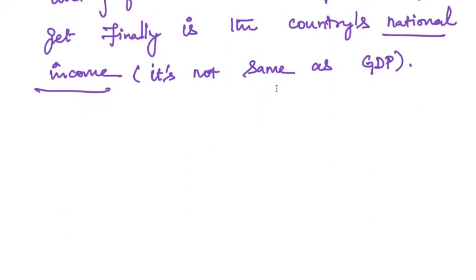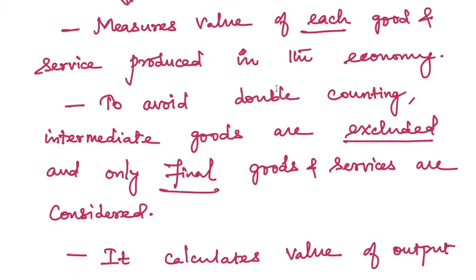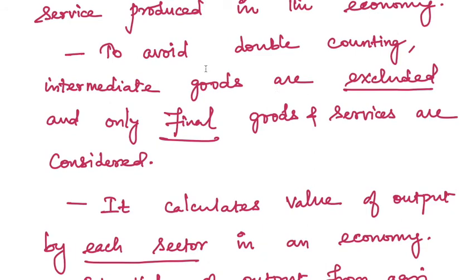Please bear with me because I have to go back and forth just to link what I'm explaining to the circular flow of income. Okay, so here you have the output approach, and it measures the value of each good and service produced in the economy. As I explained before, to avoid double counting, intermediate goods are excluded, and only final goods and services are considered. Because if you start including intermediate goods, there will be double counting.